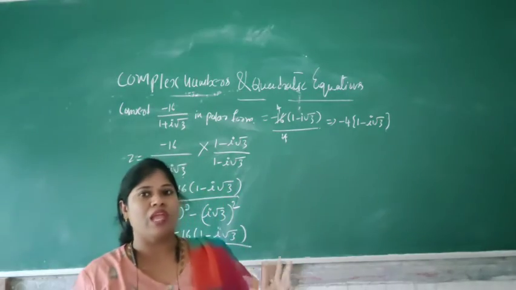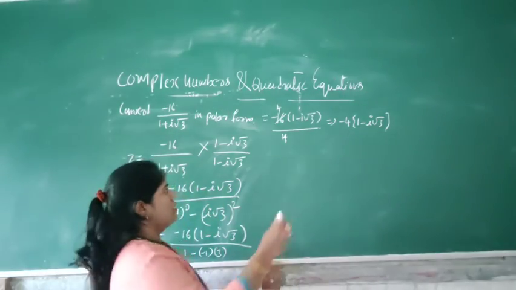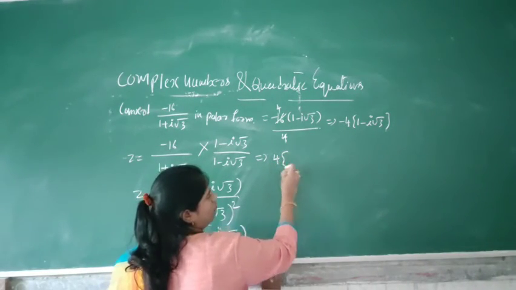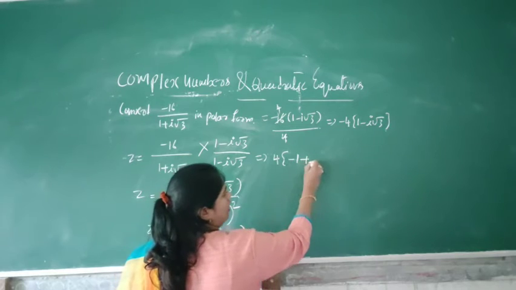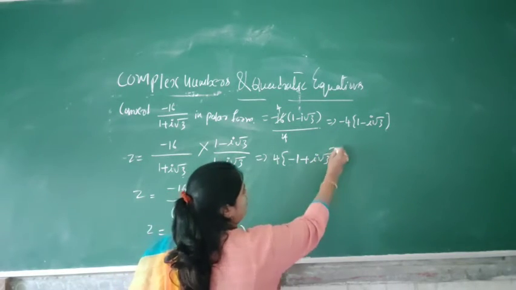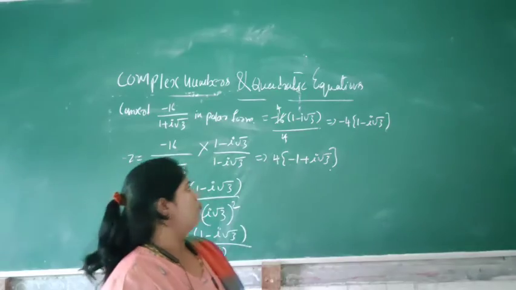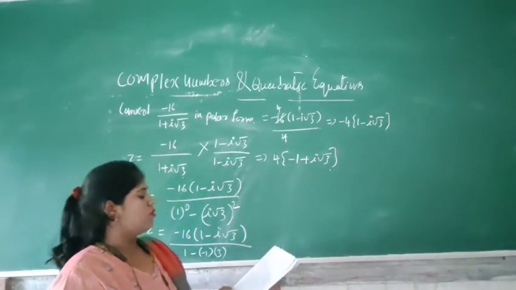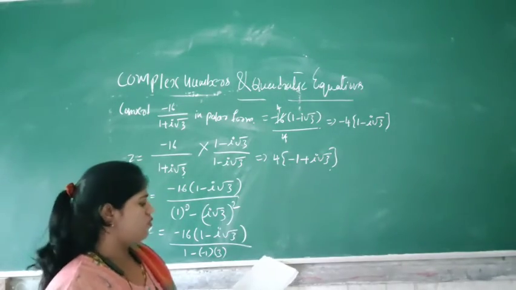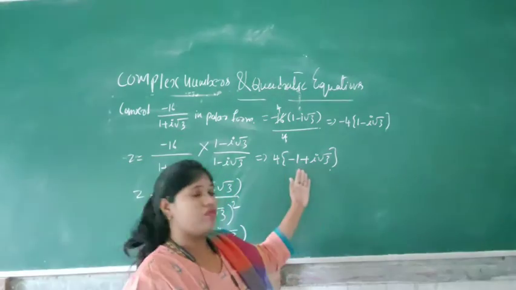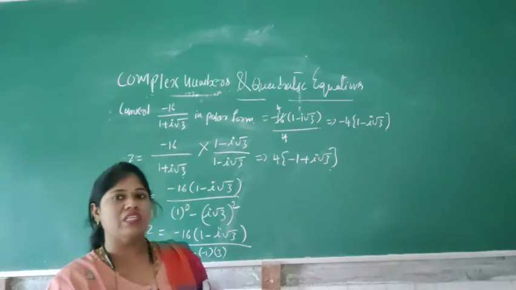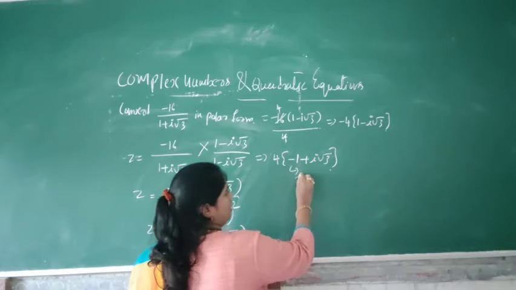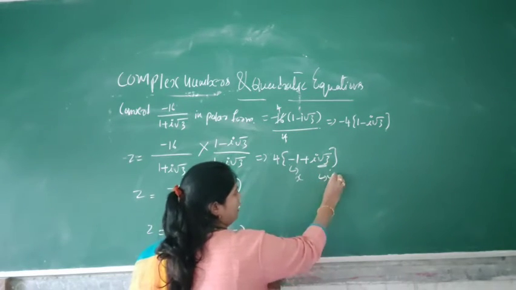What do I have to do? I have to multiply by minus. So it will be 4 of minus 1 plus i root 3. Till here we have to simplify. After this we know how to do it. This one is the value of x and this one is the value of y.